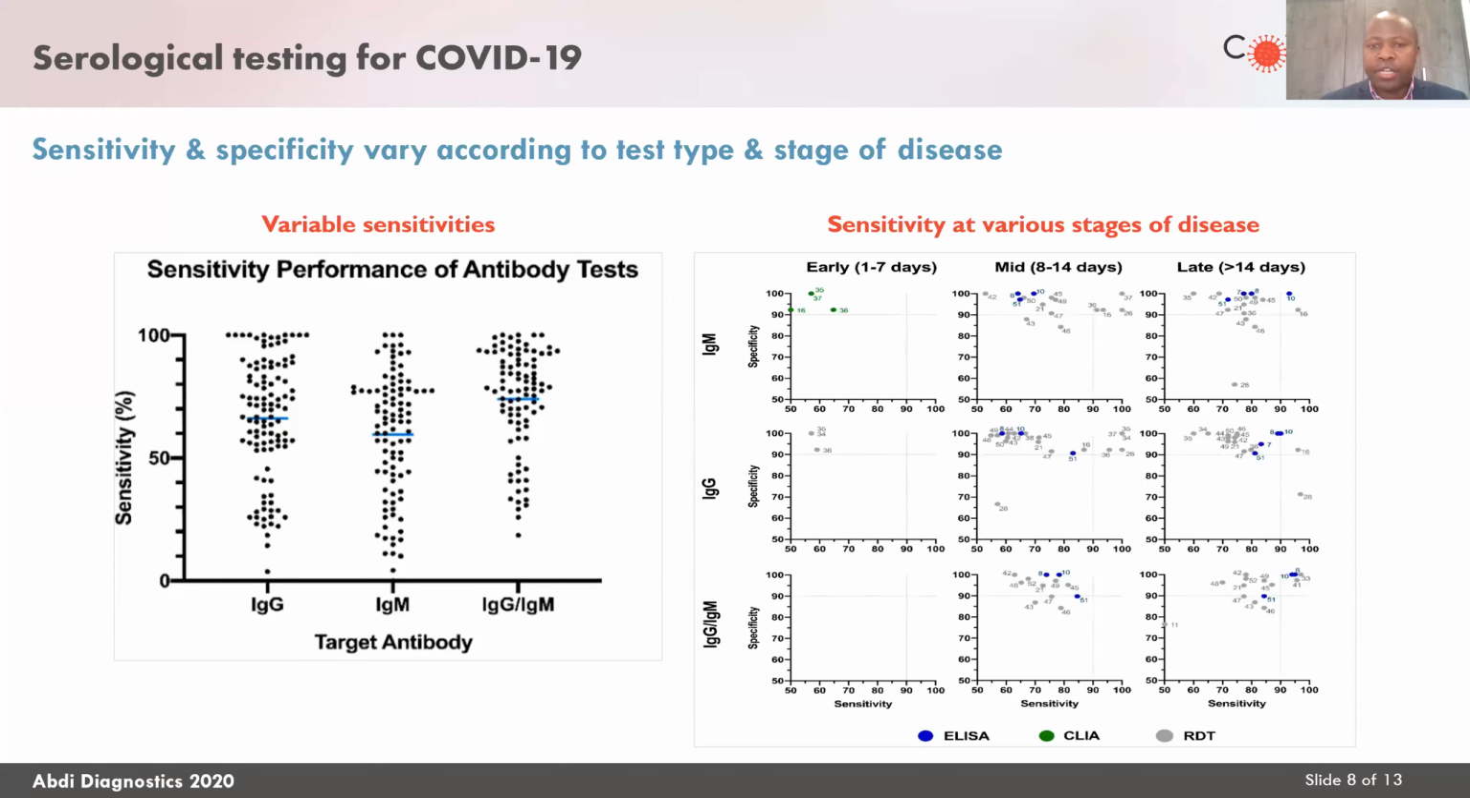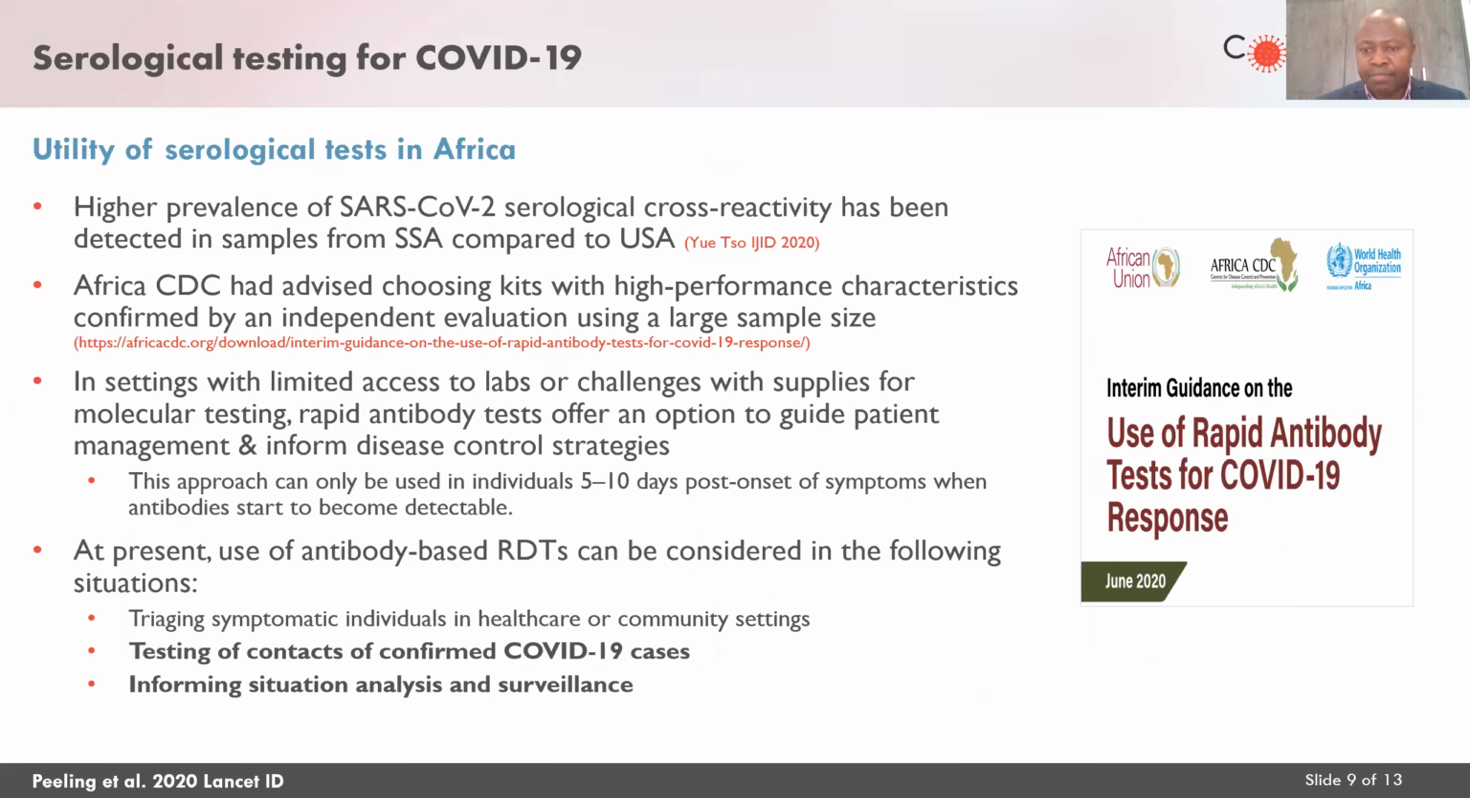So the timing is very crucial for these tests, because if they are not used at the right time, then they may not give the right answer that is useful to the clinician or to the patient. So the utility of serological tests in Africa really is that the recommendation from Africa CDC is that we should choose tests with high performance characteristics confirmed by an independent evaluation using large sample size. So that's something that we should look for when we are procuring these serological tests.